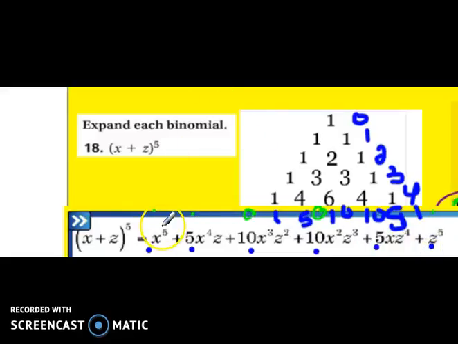And notice I have the 5th power, then the 4th, 3, I go all the way down. And then when I take my other term, z, the first one's z to the 0, then z to the first, z to the second, I count up. Each of these terms has to have a degree that adds up to 5.